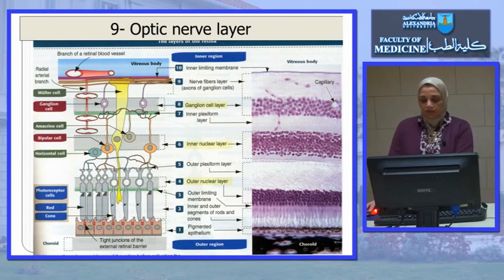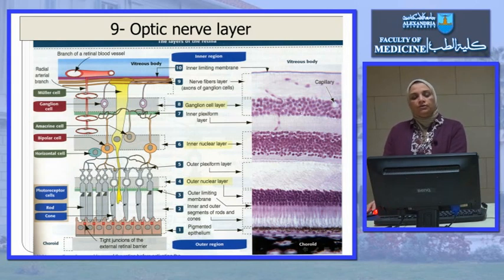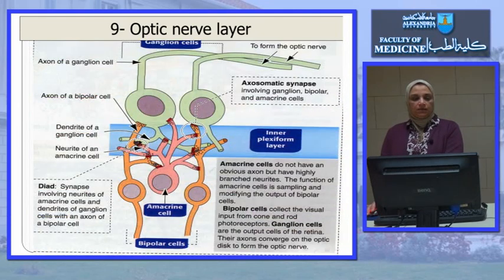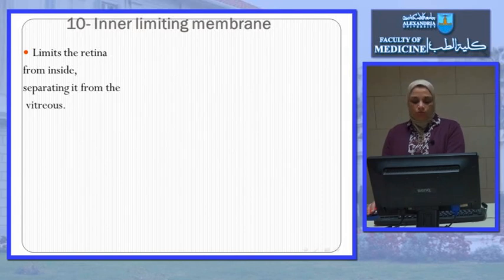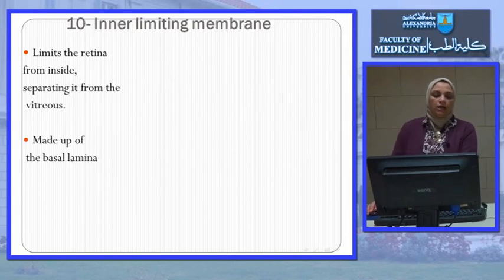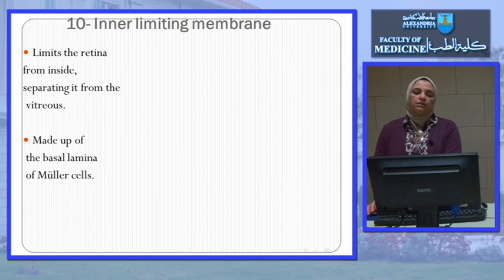Then the retina is limited internally by the inner limiting membrane. What is the inner limiting membrane? It limits the retina from inside, separating it from the vitreous. And it's made up of what? Basal lamina of Muller cells. That's why we said that the Muller cell extends from the outer limiting membrane to the inner limiting membrane.